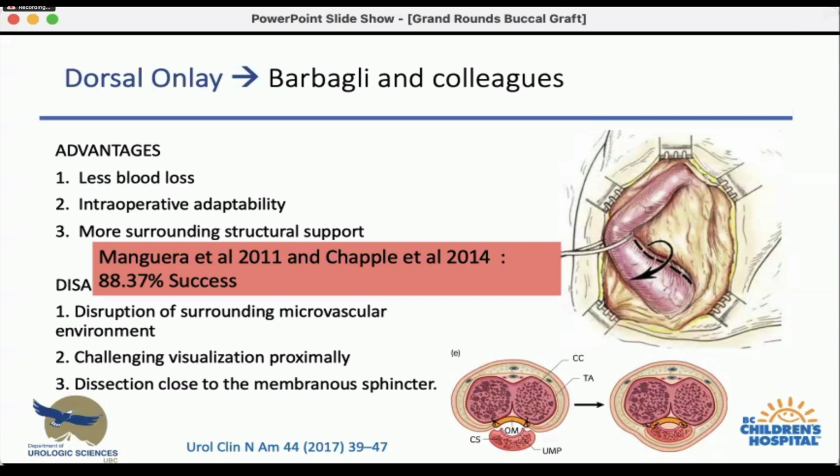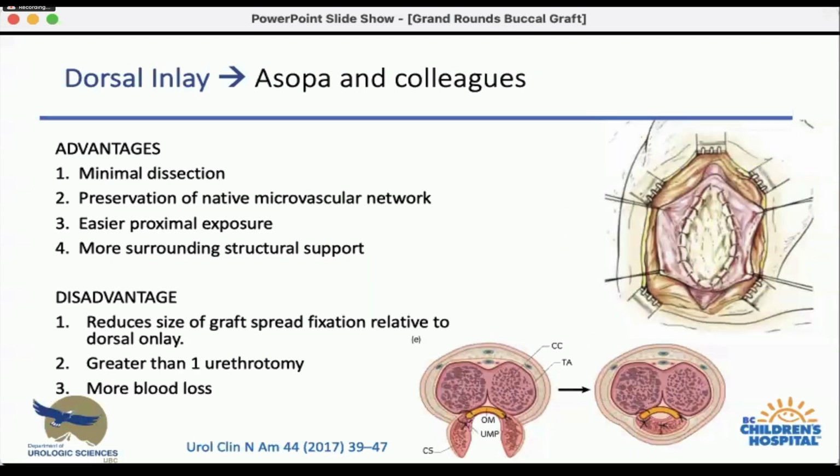Results, promising. More than 88% success rate in the literature with Manguera and Chappell in 2014. Then the dorsal inlay, which was described by Asopa and colleagues.